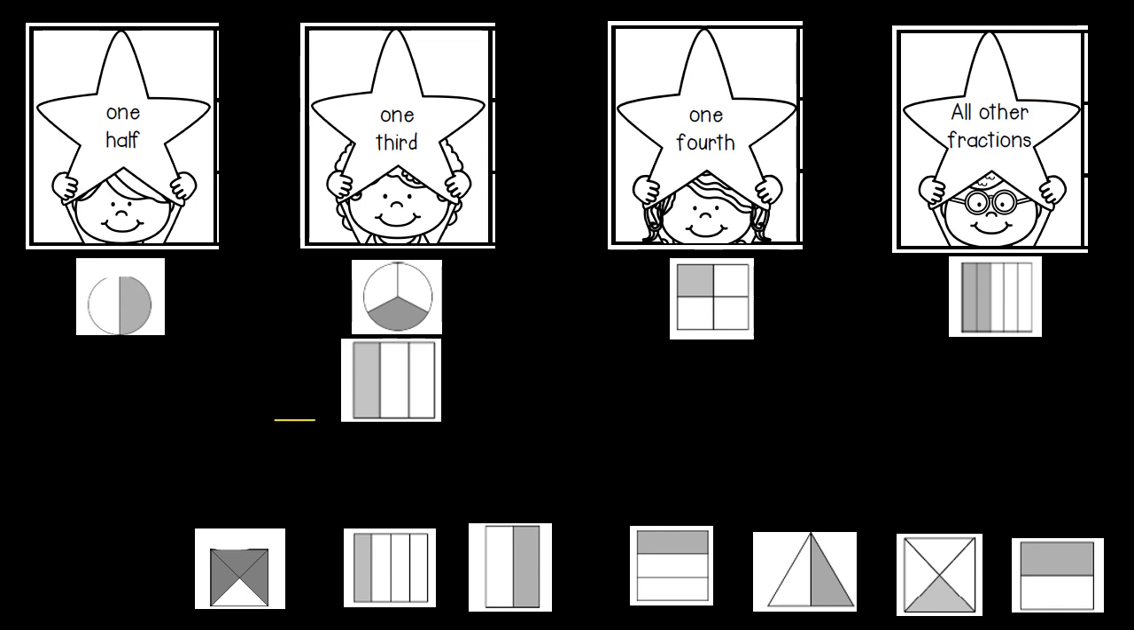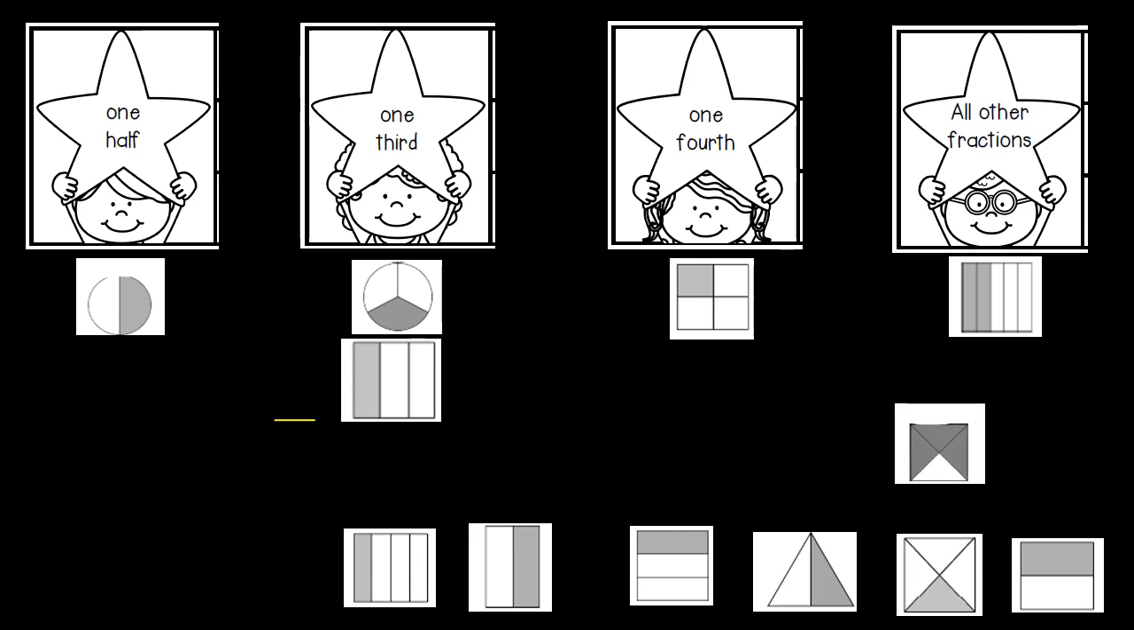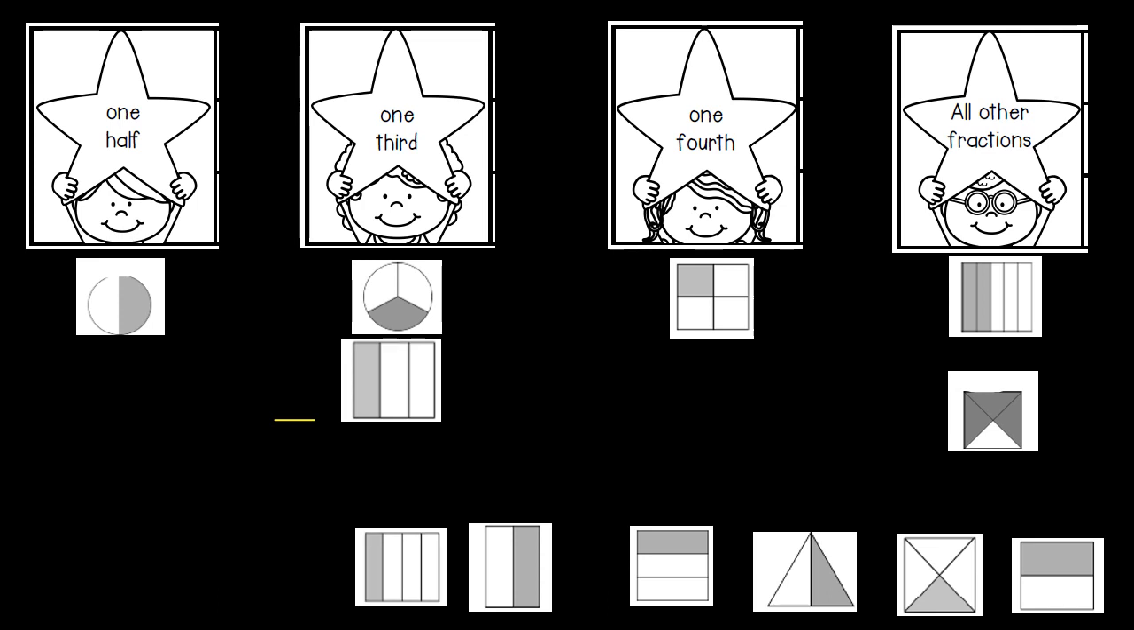So down here, this square, this one is tricky because it is cut into 4 pieces, which would make it fourths. But 3 of them are shaded, not 1. So it would actually be 3/4. So that would put it under the other fractions. That one's a little bit confusing, but next up we have 1 shaded out of 4, which means it's cut into fourths. So we have 1/4 again.